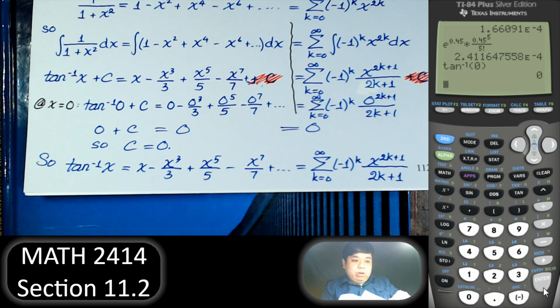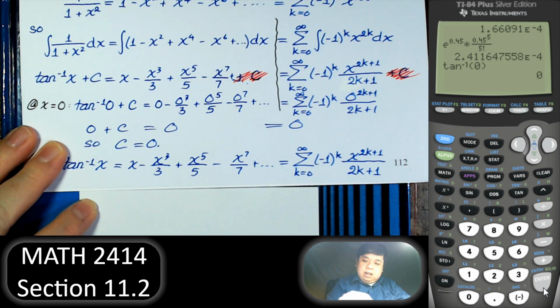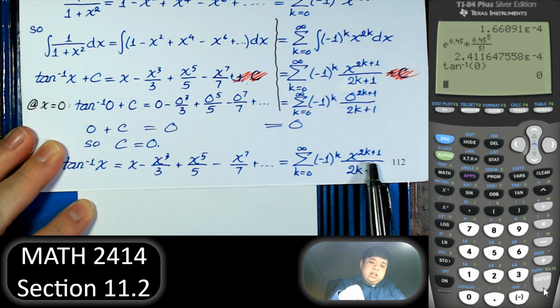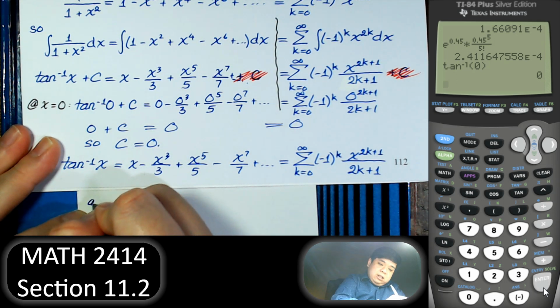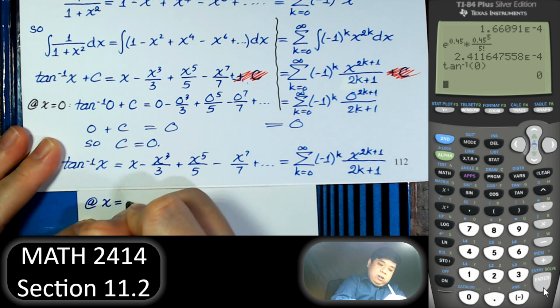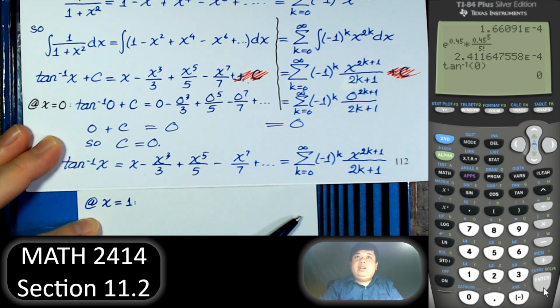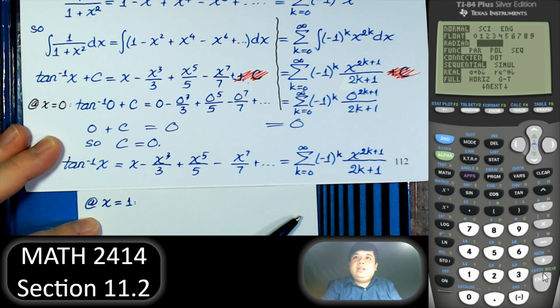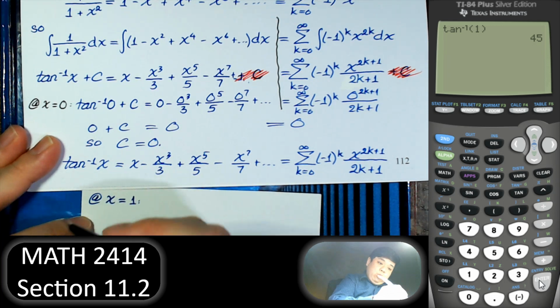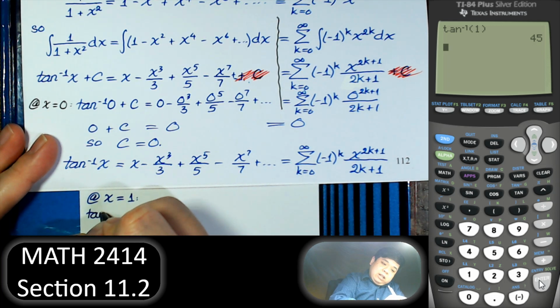Now, what I want to extend in this problem is that now tangent inverse is equal to this series, right? Now, what happens if we let x equal to 1? By the way, what is the tangent inverse of 1? Great, what's that? Right, if we keep this in degree mode, it's 45 degrees.